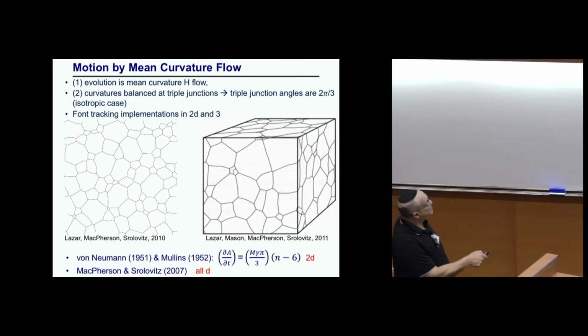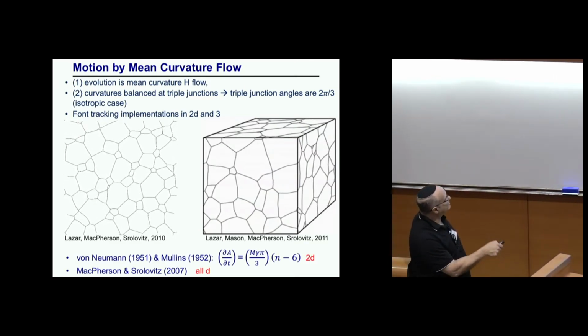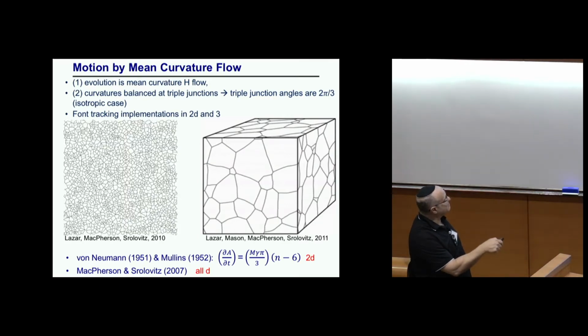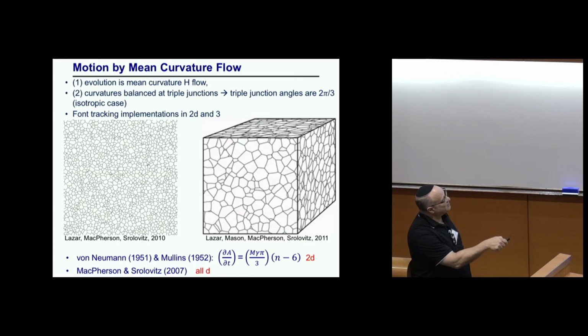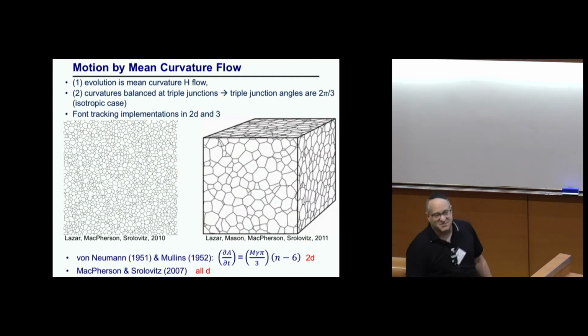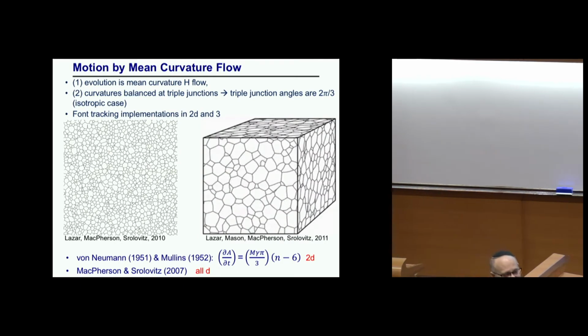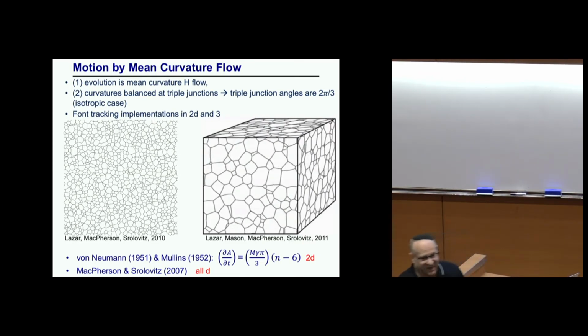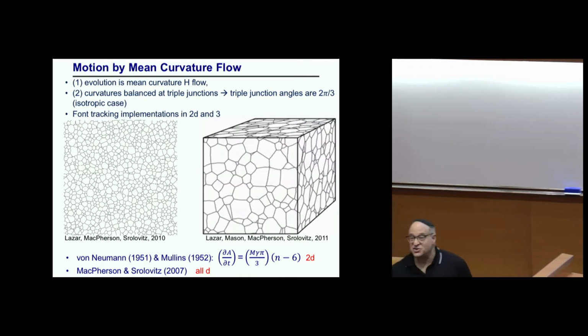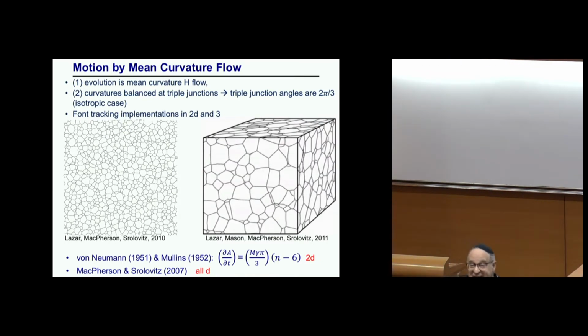So the rate of change of the area of a single grain, according to von Neumann and generalized by Bill Mullins, is just that there's some kinetic coefficient here, and it just goes like the number of sides minus 6, which is a beautiful result because A, it's exact, and B, it's purely topological. Exact relations are very rare in material science.